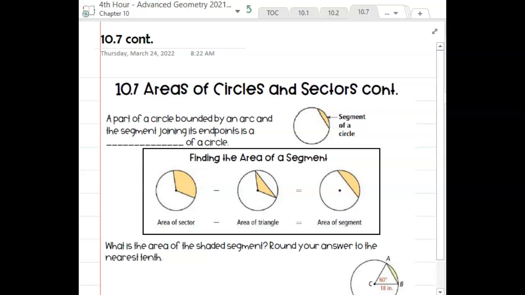Okay, so today's the last part of chapter 10. Tomorrow you guys are going to have a short quiz. It's 10 questions, it'll be on Canvas, 20 points. There will be a little bit of this in there tomorrow, but kind of just simpler problems.